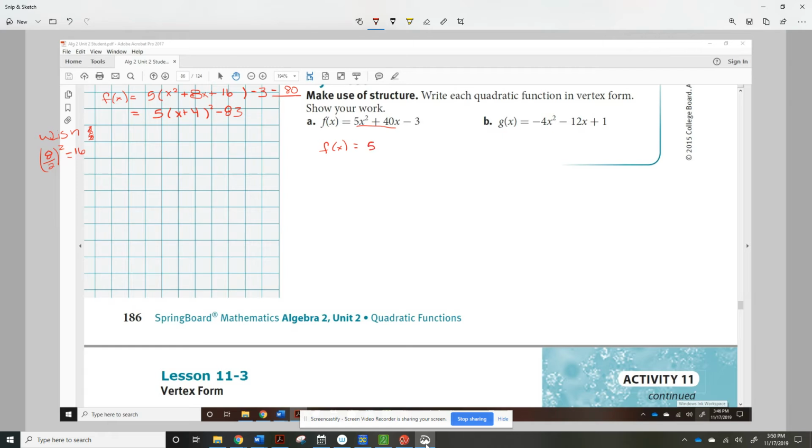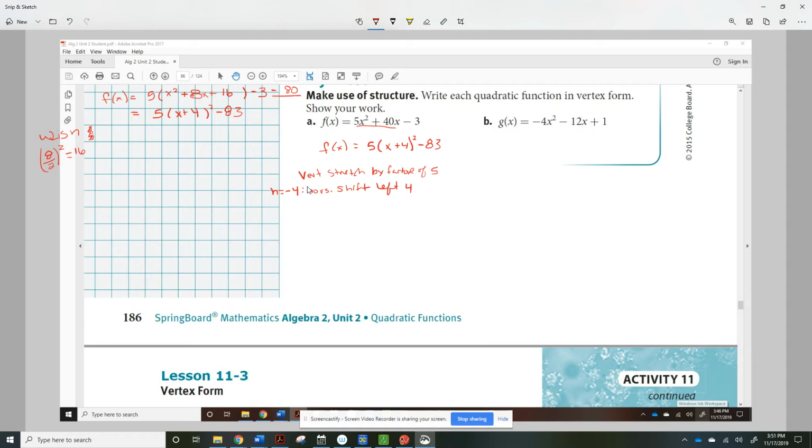I have a vertical stretch by a factor of 5. I have a shift to the left of 4. And looks like I'm going to shift that down to a negative 83. So vertical stretch, a factor of 5, horizontal shift, left 4, and the reason it's left 4 is because h equals negative 4.